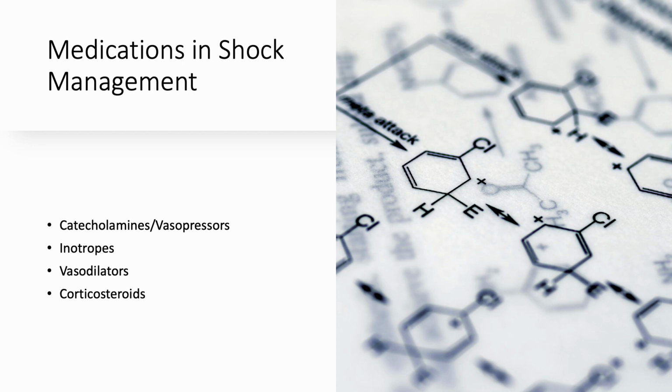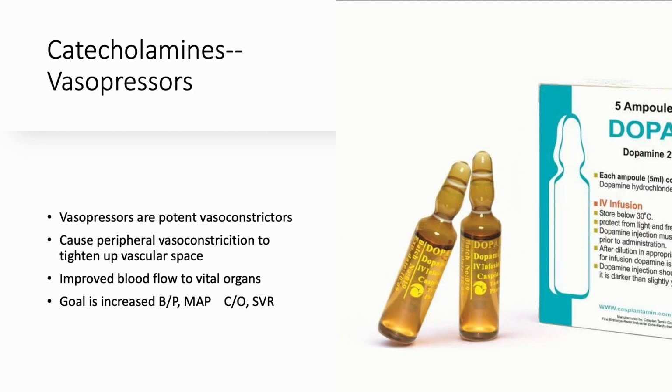Corticosteroids, which are drugs like hydrocortisone, are used in some cases of shock, particularly septic shock, to reduce inflammation and help improve responsiveness to vasopressors. They are also helpful in cases of adrenal insufficiency, which can occur in prolonged shock states. Together, these medications help optimize cardiac output, vascular tone, and perfusion, addressing the different causes of shock and preventing further organ damage.